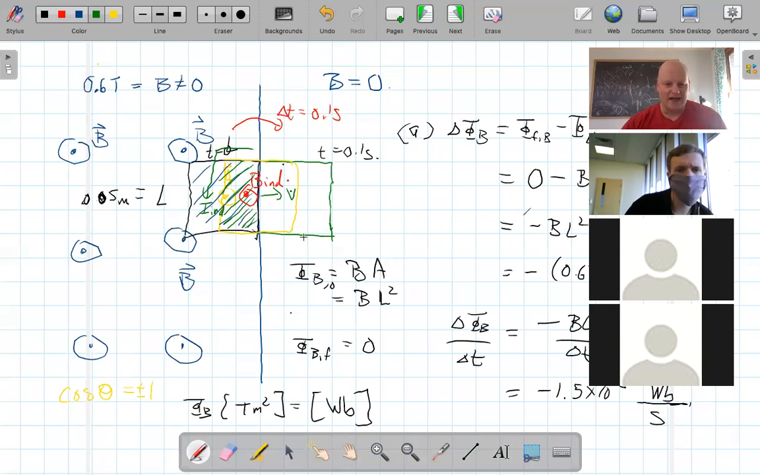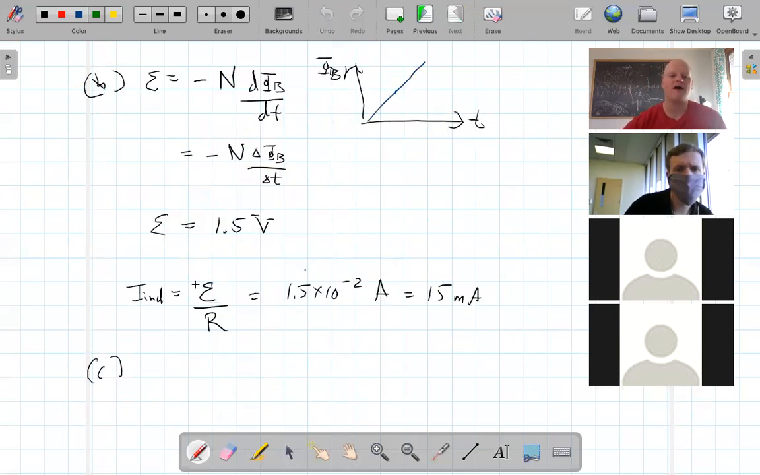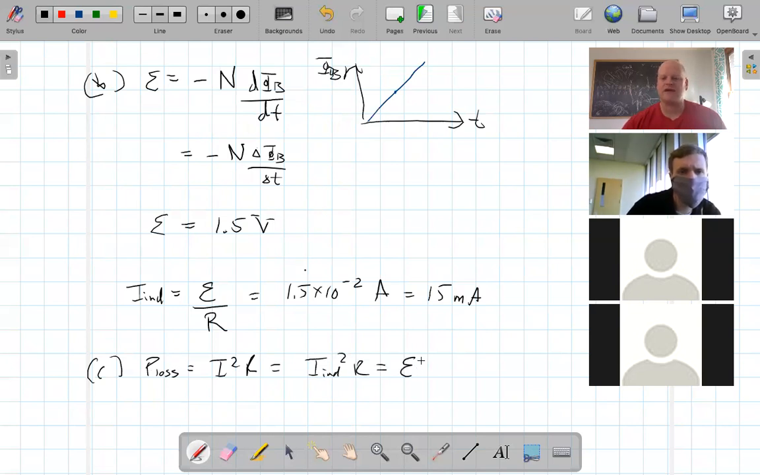So what's happening here is I have a current running through. This thing has a resistance, which means it has power lost, where we know that power lost, going way back to last exam, is equal to the current squared times the resistance. This is then equal to the induced current squared times the resistance, which is equal to the EMF squared divided by the resistance. So this is my power lost.